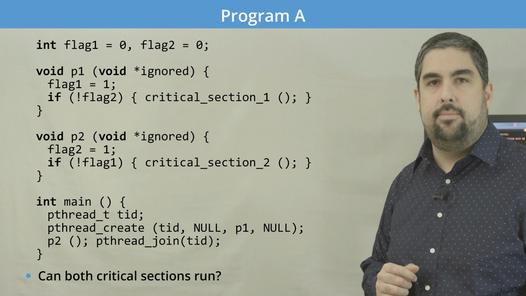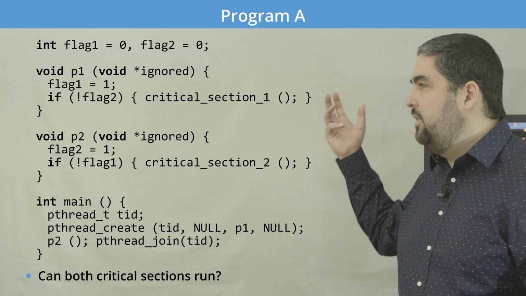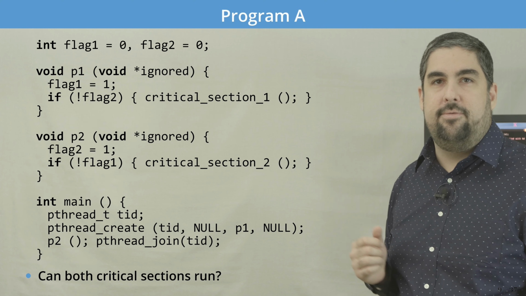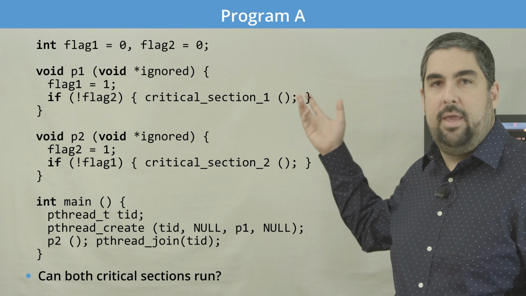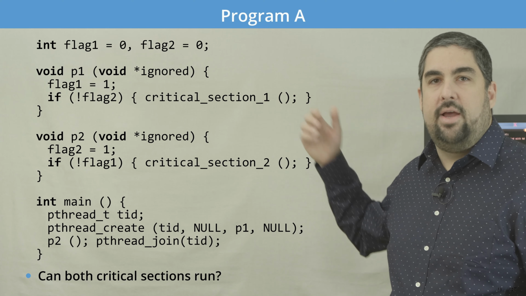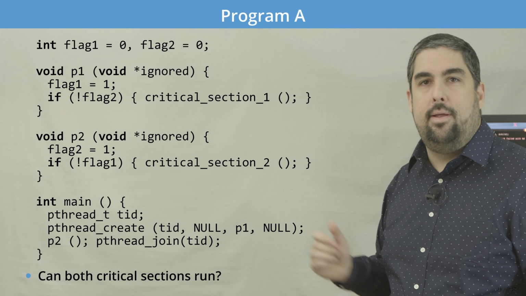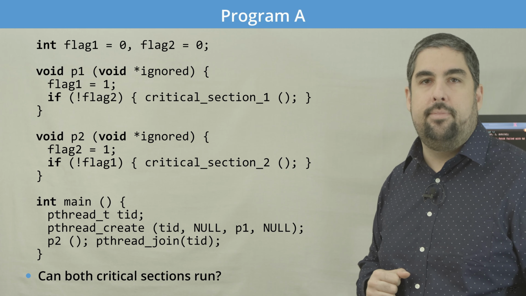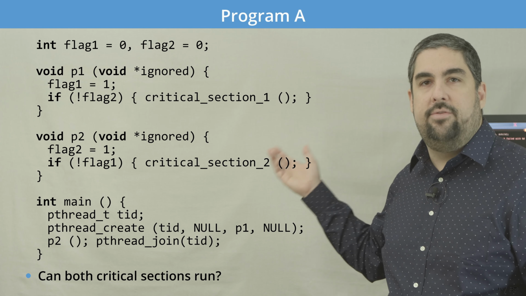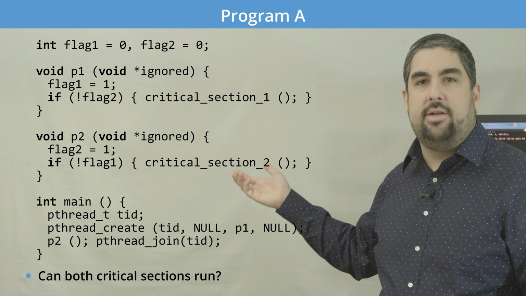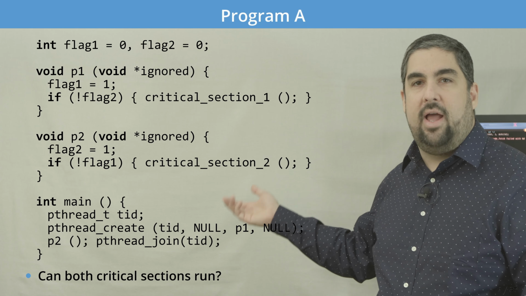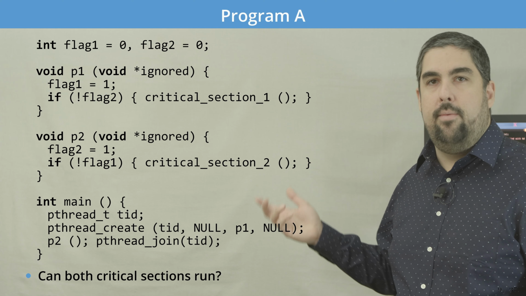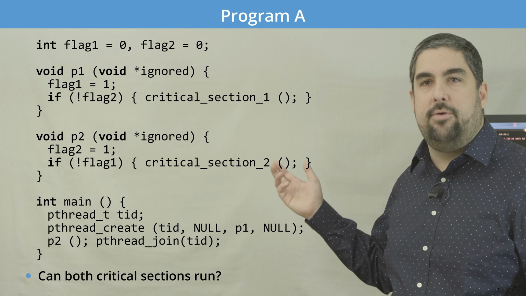So you can think through quickly the different options here, and you could pause the video for a second if you'd like. P1 could run first and set flag 1, and then it checks and sees flag 2 is 0, so critical section 1 will run. P2 then runs, and it sets flag 2 to 1, but flag 1 has already been set, so the second section doesn't run. Okay, we could have another interleaving where we run P2 first, and we'll see only one of them will run.